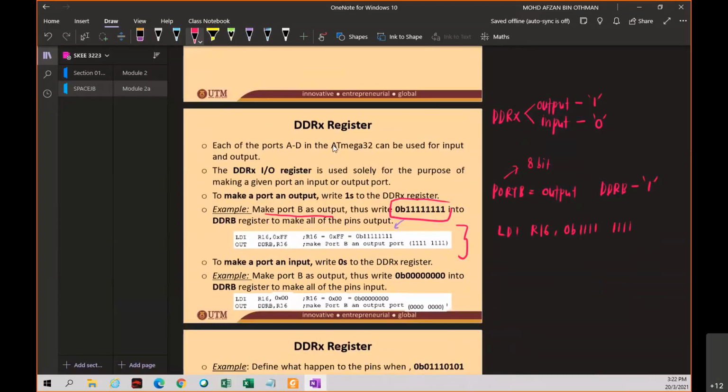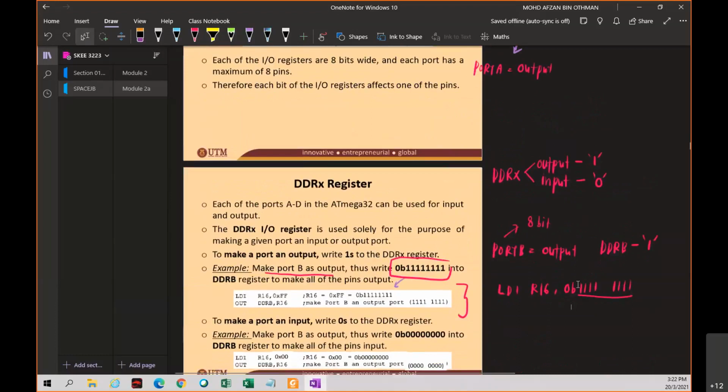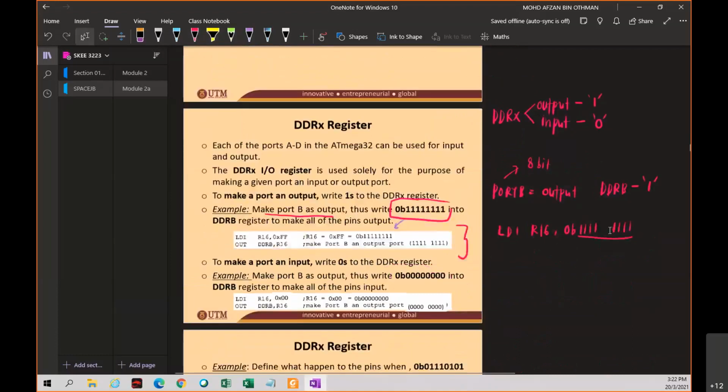Kenapa ada 8 1? Sebab kita ada 8 bit tadi, betul tak? Kat atas ni. Okay, if you can see here, we have a 8 bit. Setiap port ada 8 bit. So that's why we need to send out 8 1s kepada R16. So what happen after you execute this line here? So R16 akan ada value ni.